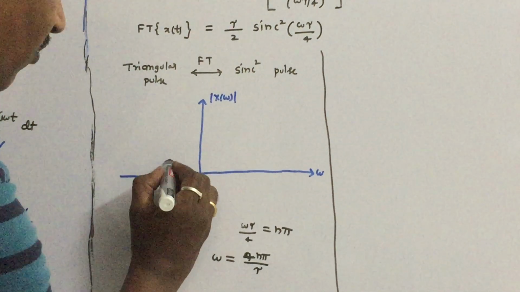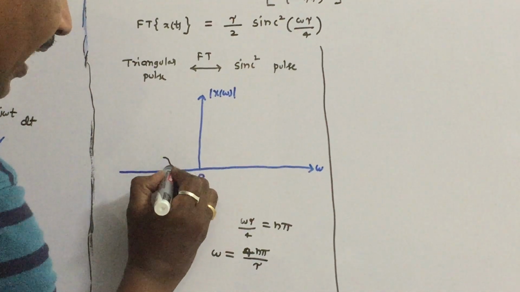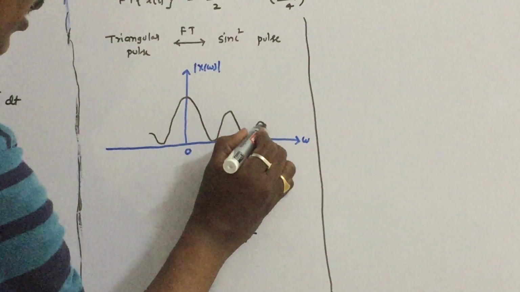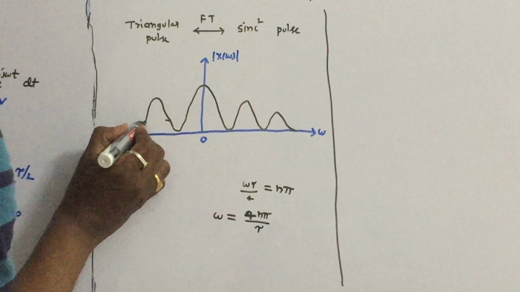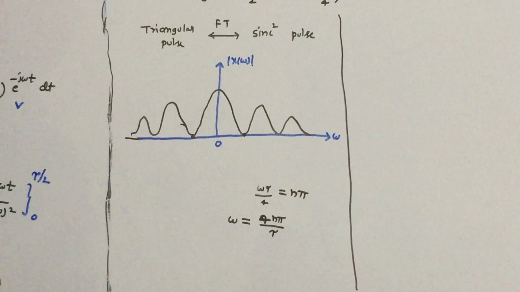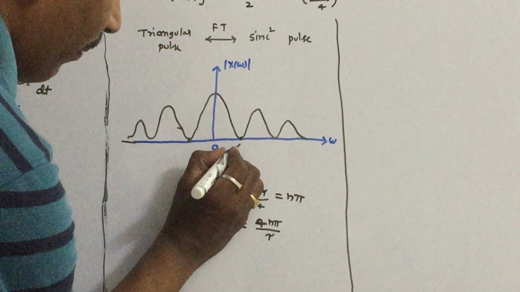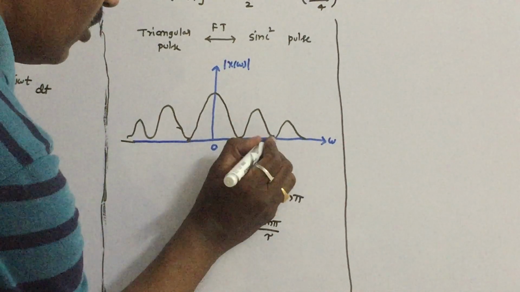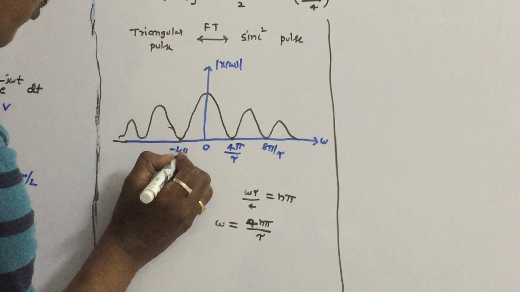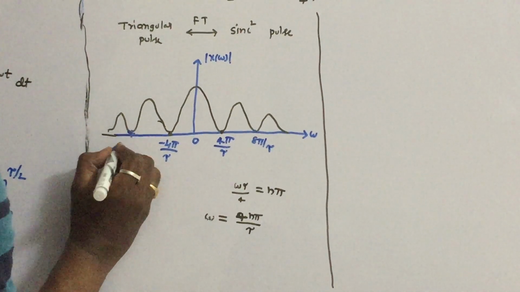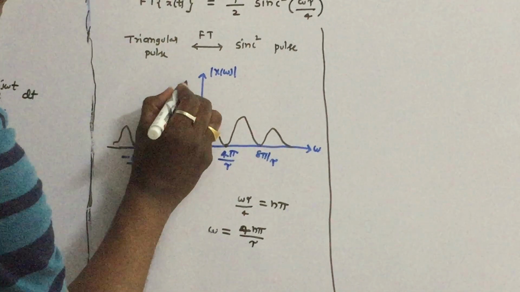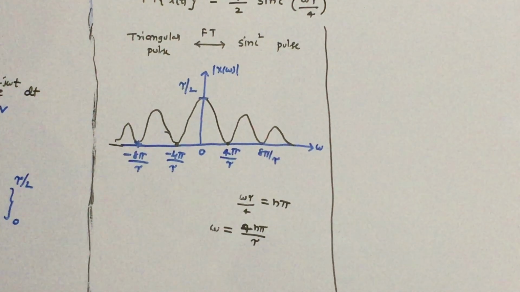So first let us plot sine square. Whenever you square the waveform, the entire waveform will come to the positive side. Remember that the entire waveform will come to the positive side, like that. So where this function will have zeros, if you substitute n is equal to 1, it will come out as 4 pi by tau. So where the second 0 will come, if you substitute n is equal to 2, it will come out as 8 pi by tau. So this value is minus 4 pi by tau. So this value is minus 8 pi by tau. So the amplitude here is tau by 2. The amplitude at t is equal to 0 is tau by 2.